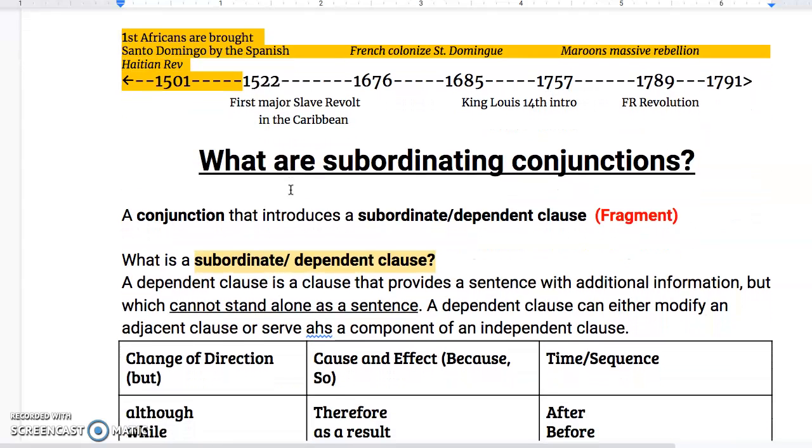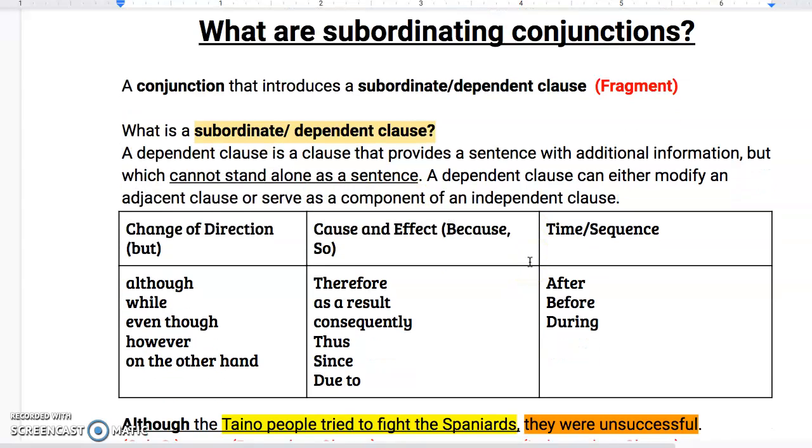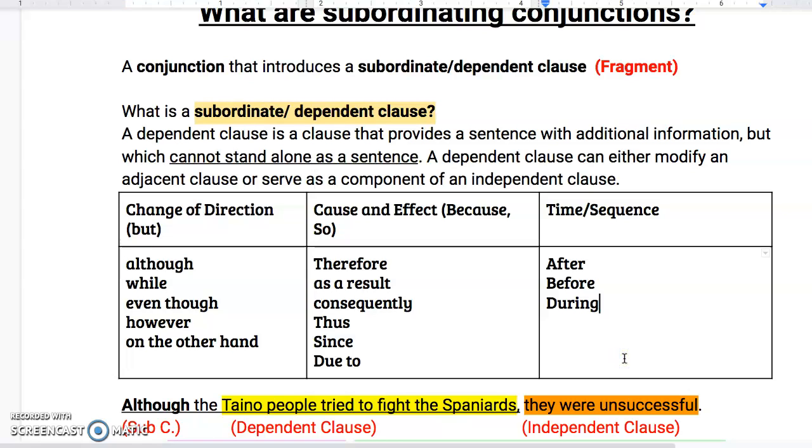So we're going to be using subordinating conjunctions. What is that? A subordinating conjunction is a conjunction that introduces a subordinate or dependent clause. What does that mean? A dependent clause is a fragment. That means that it cannot stand on its own, okay? A dependent clause is a clause that provides a sentence with additional information but cannot stand alone in the sentence. A dependent clause can either modify a clause next to it or serve as a component of an independent clause. So it's basically a word that we use to put 2 different ideas together. One of those ideas is able to stand on its own. The other idea is not, okay?